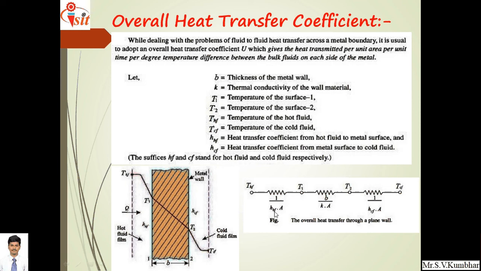First one is the convective resistance at the inner side, that is to hot fluid, then the thermal conduction resistance B upon KA, and again the convective heat transfer resistance to cold film temperature, right?